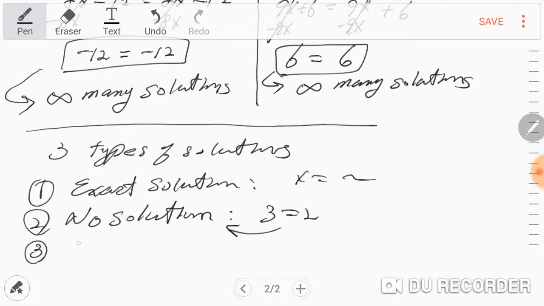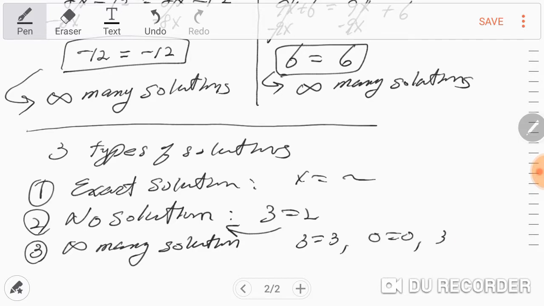Number 3, there are infinitely many solutions. When do we have infinitely many solutions? When you solve an equation and it gives us an equation that is true. 3 equals 3 is true, 0 equals 0 is true, 31 is equal to 31, just like this. Then we will say that there are infinitely many solutions. All the real numbers will satisfy the equation. So there are 3 types of solutions when you solve an equation.